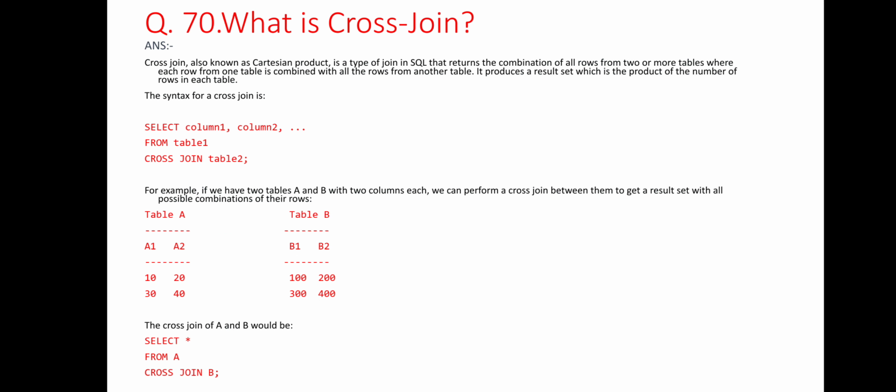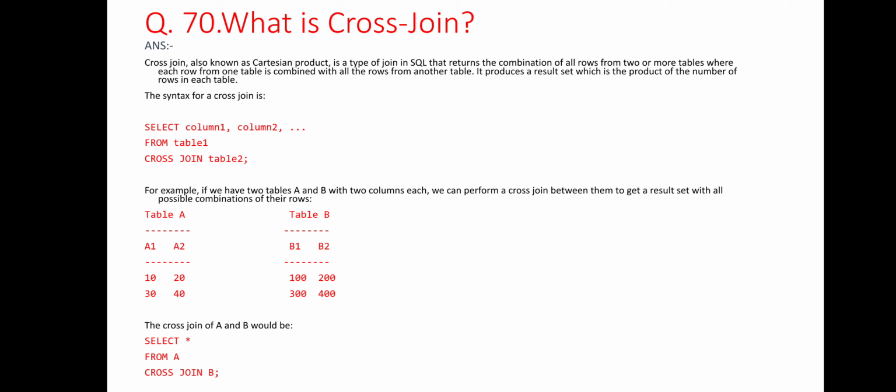Question number 70. What is cross join? Cross join, also known as Cartesian product, is a type of join in SQL that returns the combination of all the rows from two or more tables, where each row from one table is combined with all the rows from another table. It produces a result set which is the product of the number of rows in each table. The syntax for cross join is select column1, column2 from table 1 cross join table 2.